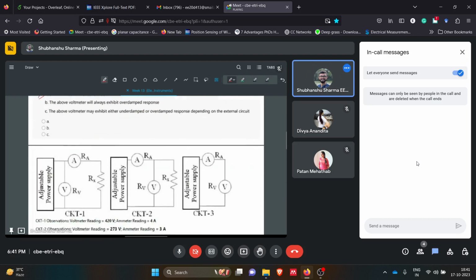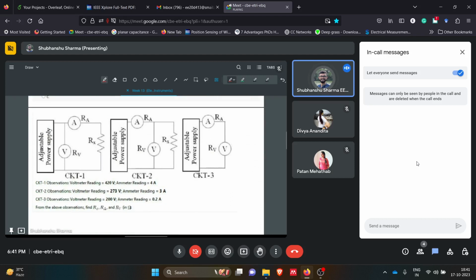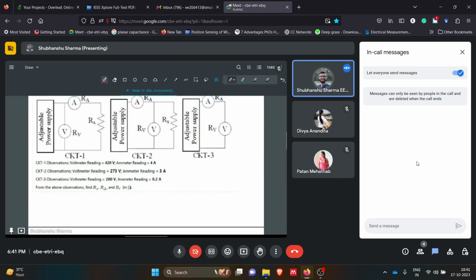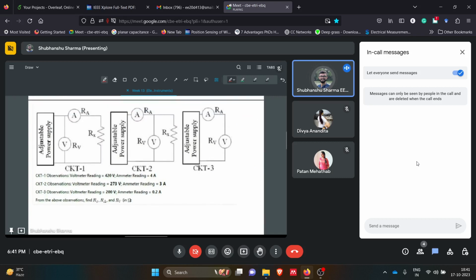Now you can face questions like this, and some questions may be on loading or something like that. Here there is no discussion of loading in this question, but this is basically a question where we have to find the resistance of each and every ammeter and voltmeter, and also the load resistance, that is Rx. So instead of starting from circuit 1, we'll start from circuit 3, where we know the voltage dropped here is 200 volts.